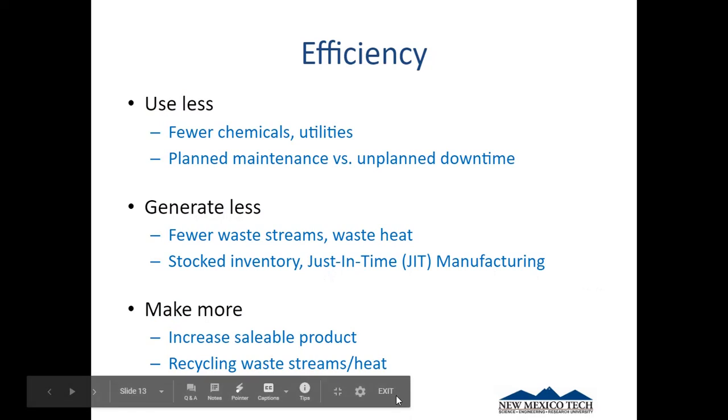So how can you generate less? Also, how can you make more? So can you get rid of some of your waste streams? Is there a way you can recycle it? Is there a way you can sell other byproducts and so on? So those are the types of efficiency things you'll be looking for.